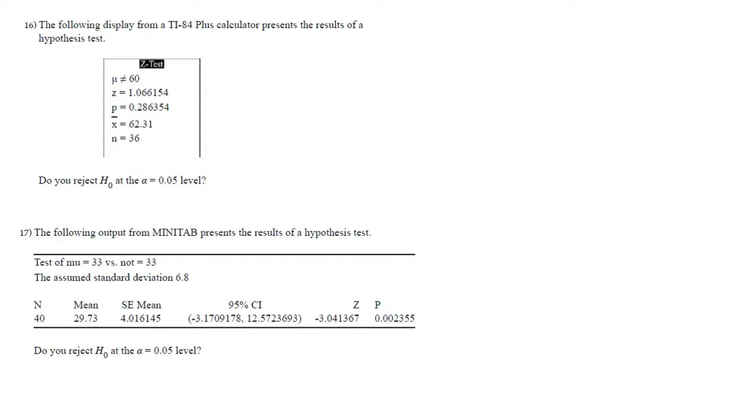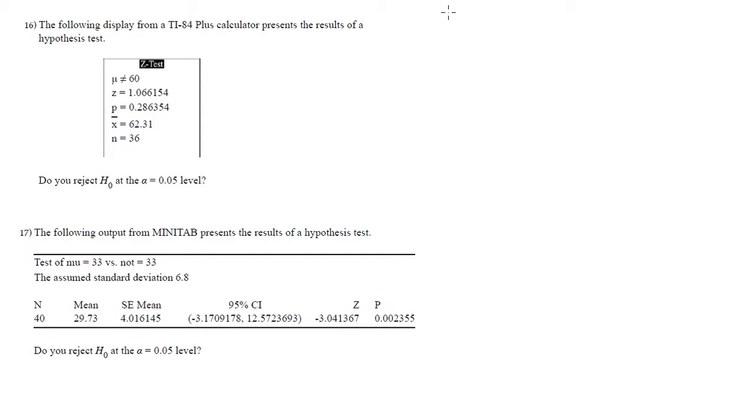16 and 17 I'll do together. 16 is from a TI-83 Plus graphing, TI-84 Plus graphing calculator. 17 is from a Minitab, but we're asked the same question. Do you reject the null hypothesis, H sub 0, at the alpha equals 0.05 level, at the 5% level of significance?